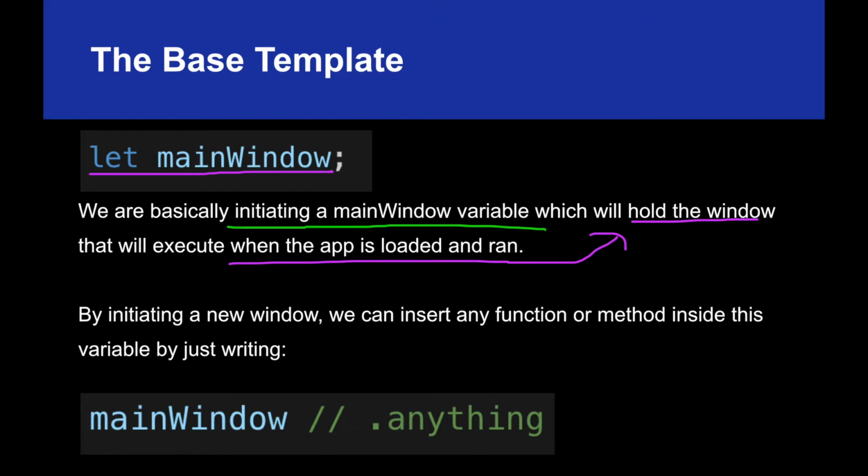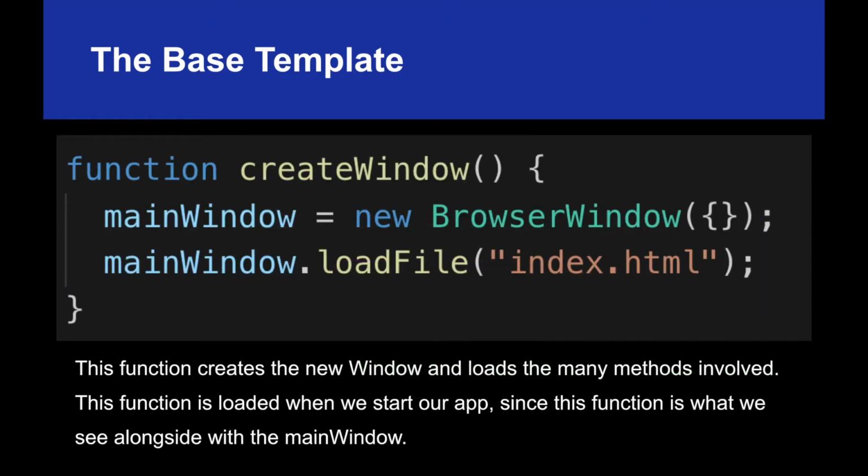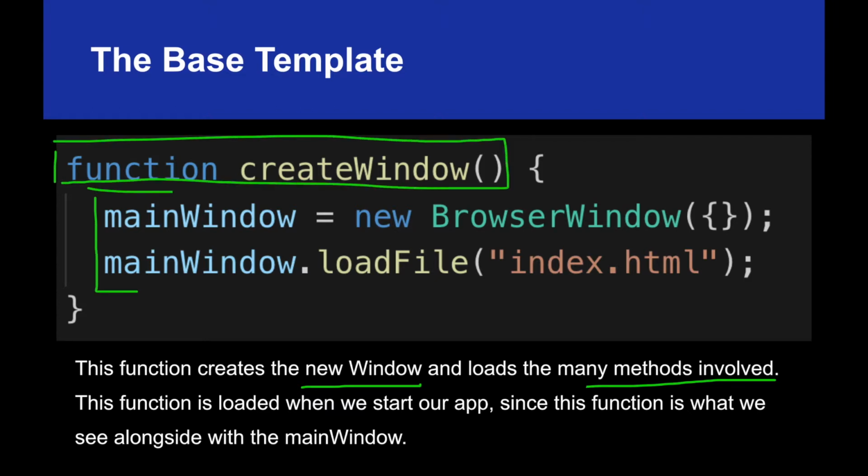So all you've got to do in your code is write main window dot, and anything that comes after this you can write. Alright? So this is a function that creates a new window and loads the many methods involved. These are the methods that are involved. So when this function is run, these two methods are run.